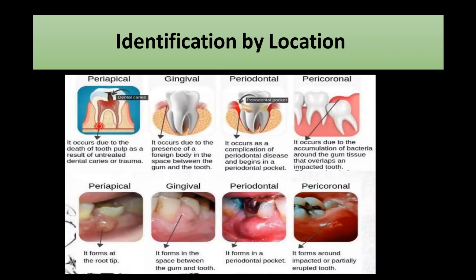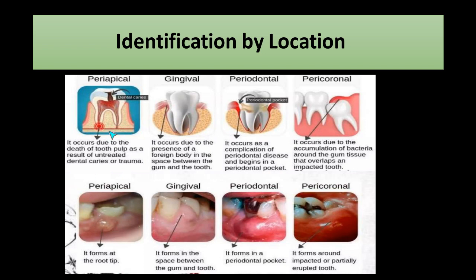Next, coming to identification or classification of periodontal abscesses based on their location. Now we know that there are around 4 different abscesses in general that we can see in the patient while we are diagnosing the patient. The first being the periapical abscess. So this is how a periapical abscess looks.